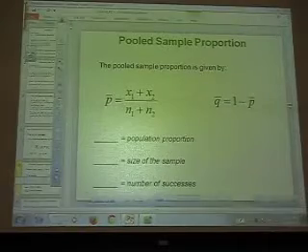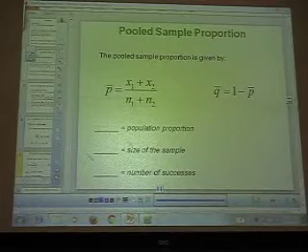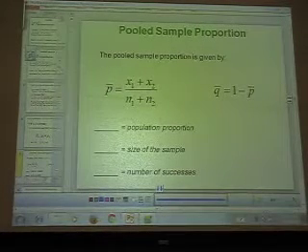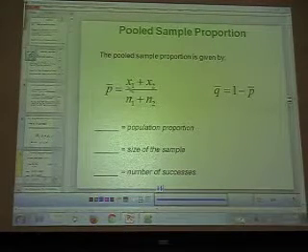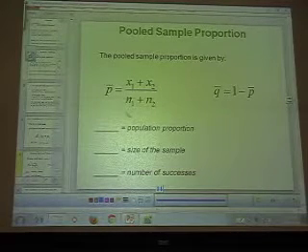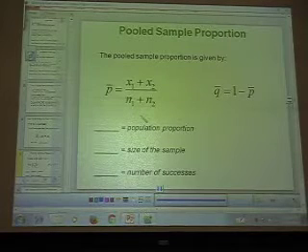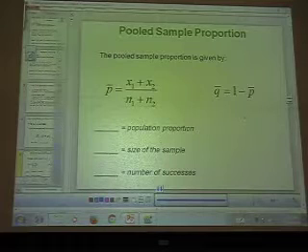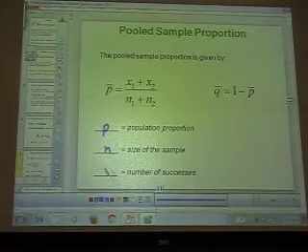Pooled sample. Remember, we have to have these pooled samples when we have two proportions. And that's when we take the two samples and we mix them into one big sample by taking all the successes from the first sample plus all the successes from the second sample over the n for the first sample plus the sample size for the second sample. That's p bar. q bar again is 1 minus p bar, pretty typical. Where p is your population proportion, n is your sample size, x is your number of successes.